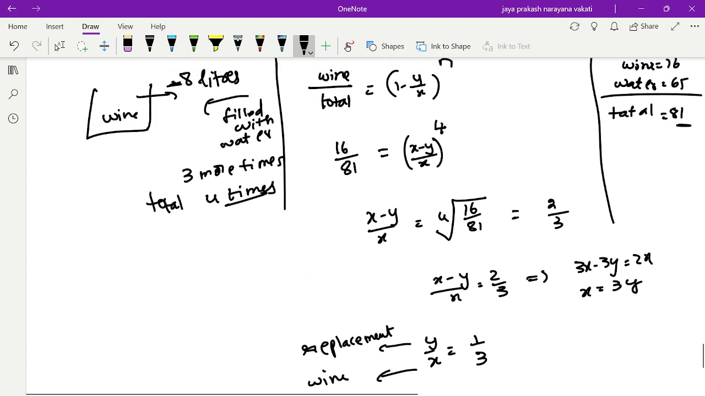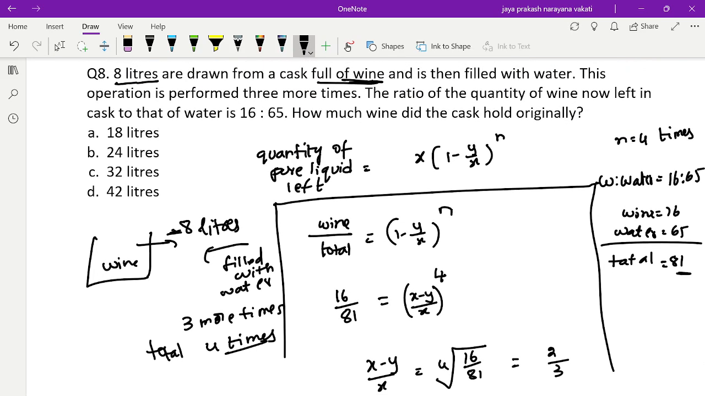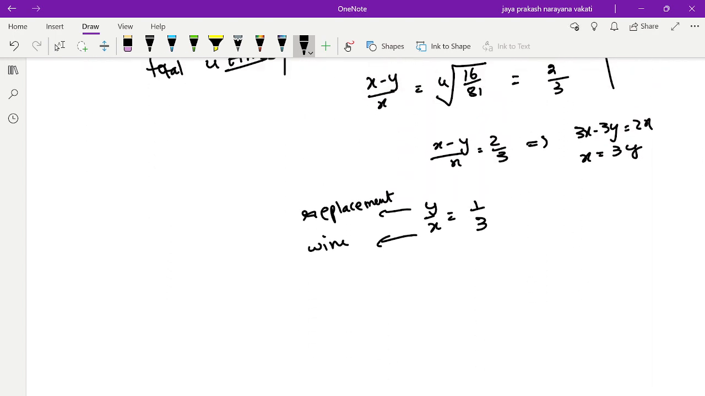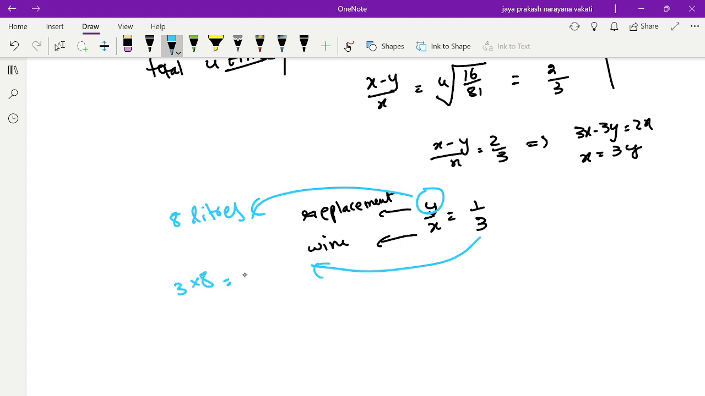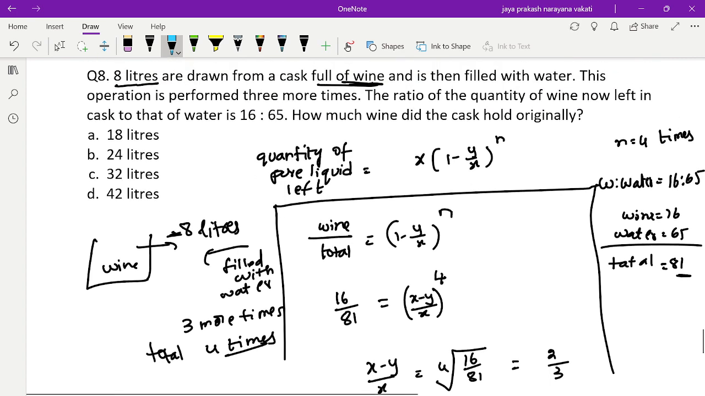Clear? So what he asked is how much wine did the cask hold originally? Simple. We know the replacement y is 8 liters. So one unit is 8 liters. Then 3 units will be 3 into 8, 24 liters. So this problem is a little bit hard. Just watch this problem 2 to 3 more times and you will understand it.